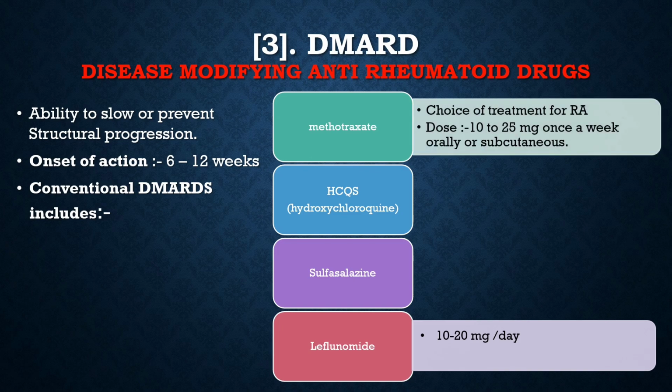Methotrexate is the choice of treatment for rheumatoid arthritis. The dose is to start with 10 mg. We can increase up to 25 mg once in a week. We can give it orally or subcutaneously.